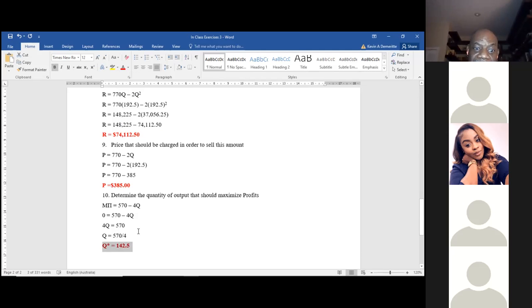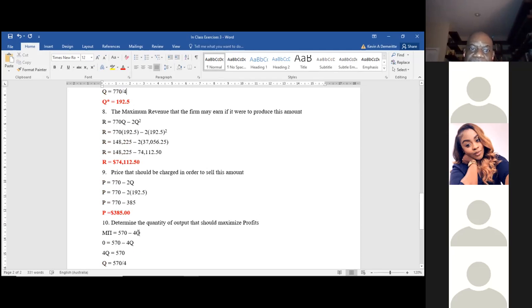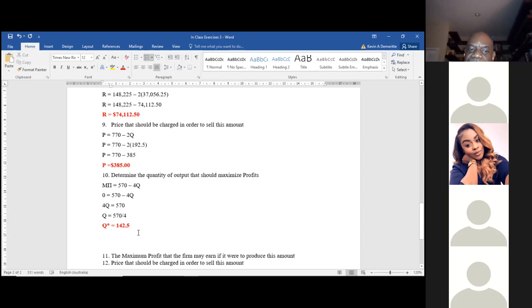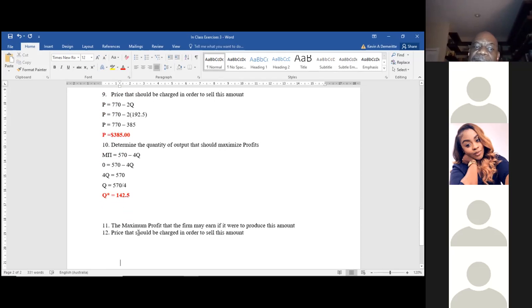That's good. Yeah. So let's scroll up a second. We found to maximize our revenues, we needed 192.5 units. But to maximize our profit, 142.5 units. So a lot of it depends. If I'm in the business, I'm much more interested in maximizing my profits as opposed to maximizing my revenues, because my revenue doesn't take into account the costs involved. Okay, fine.